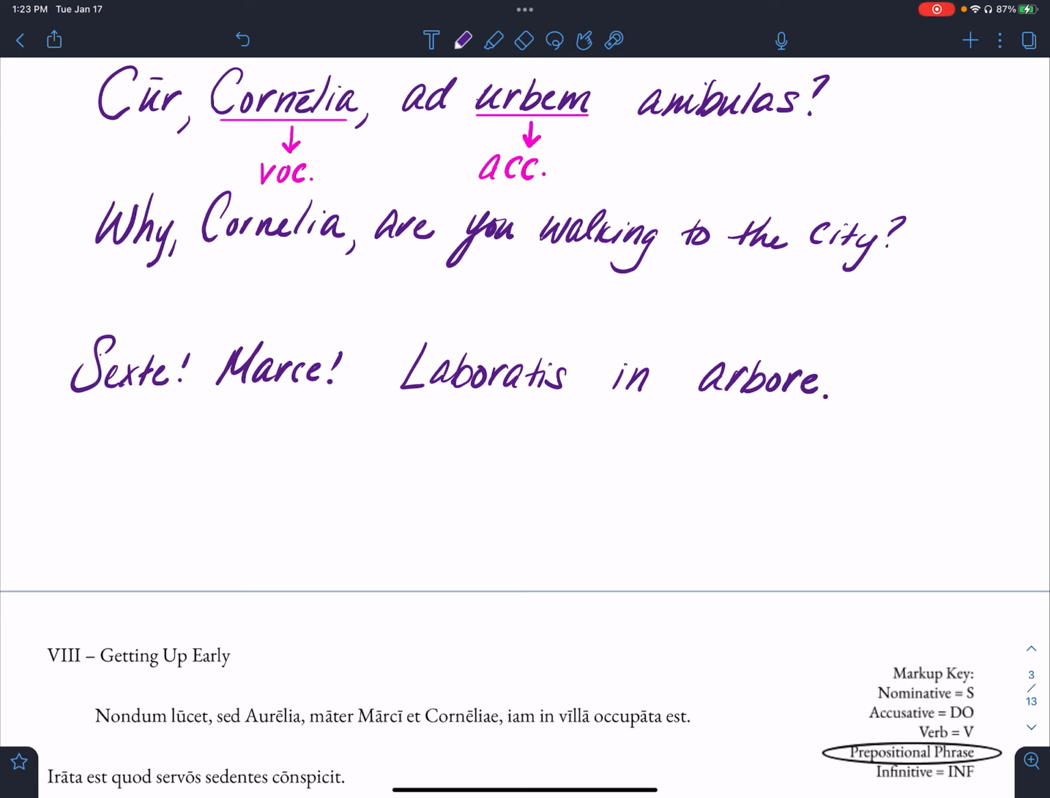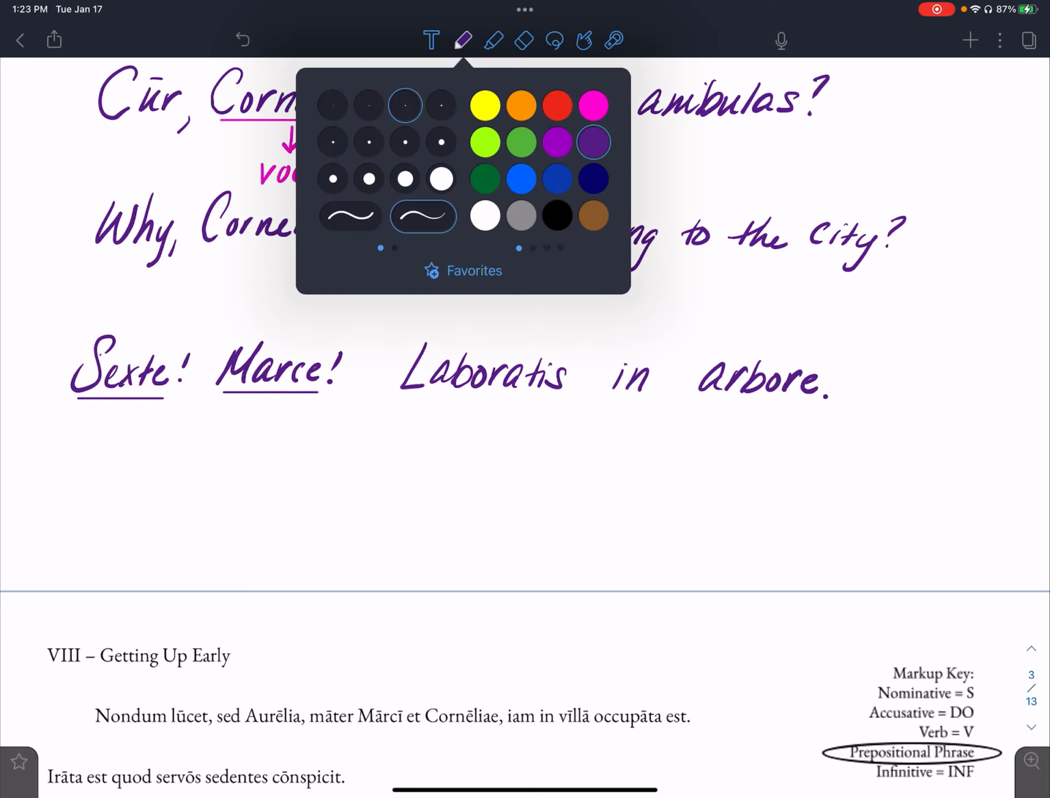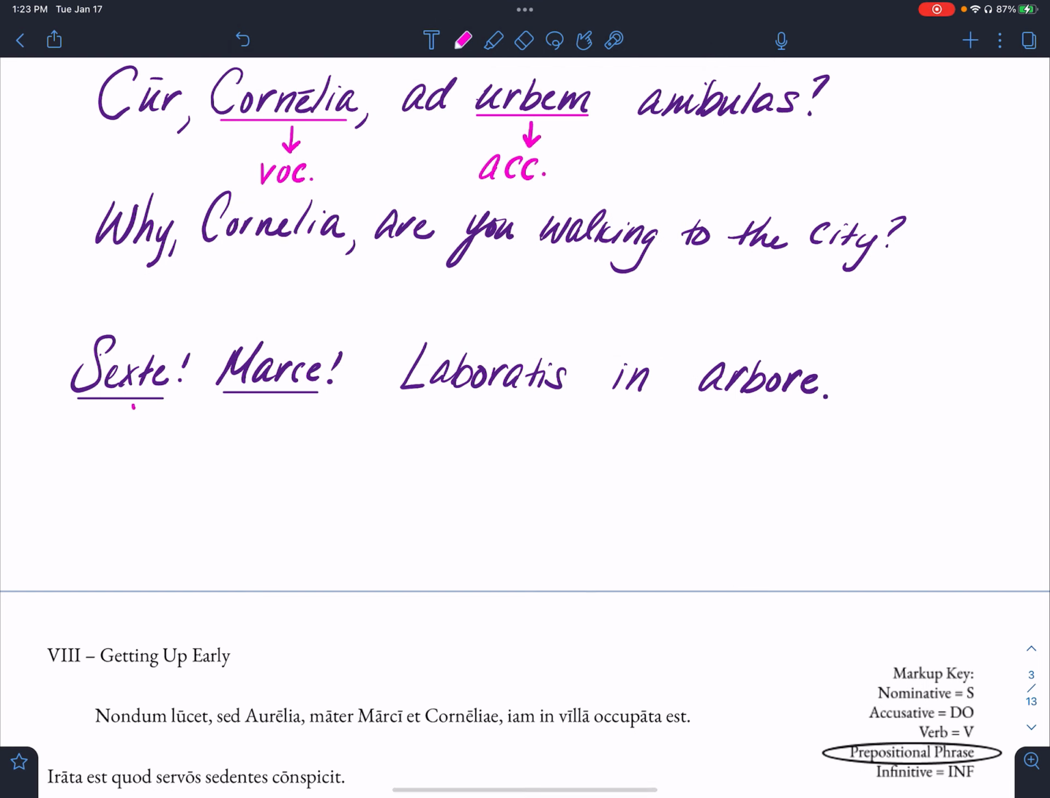Okay, I know this is two things. It's kind of weird. We've got some nouns here: Sexte and marque. What case do you think these two things are? They're vocatives. Yeah, they're both vocatives.